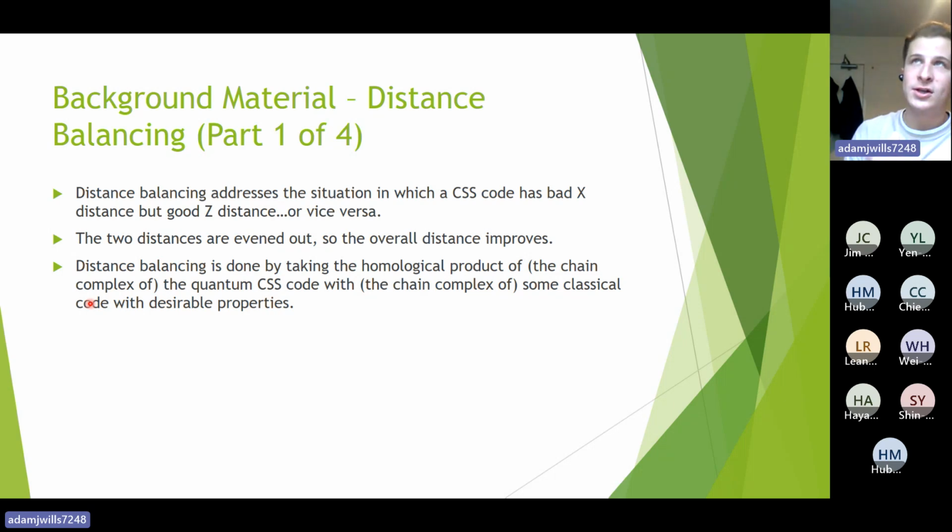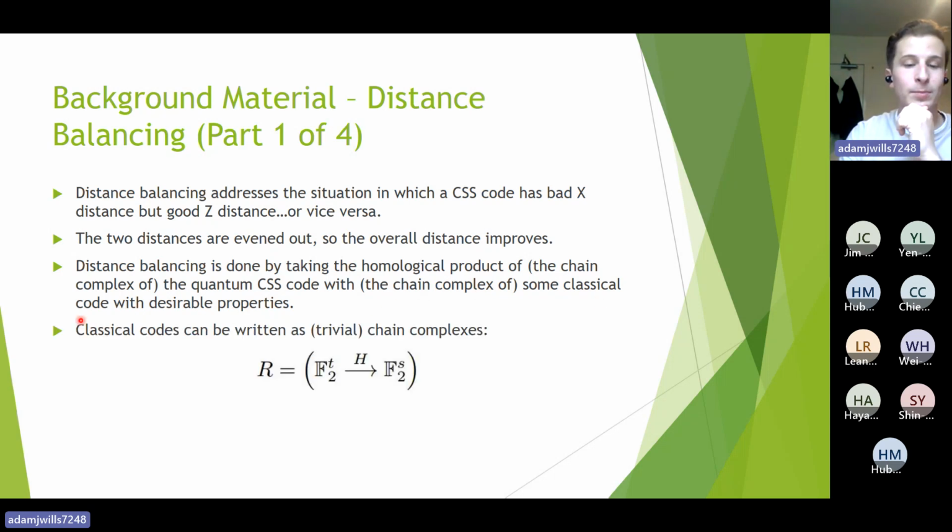So we have the quantum CSS code that we want to distance balance, and then we have the classical code that has some desirable properties that are going to be useful to us. But this immediately might look a little bit confusing because I haven't said what the chain complex of a classical code is, but it's really quite trivial. For any classical code with a parity check matrix H, we can write down a trivial chain complex as just two terms. So this would be a parity check matrix H acting on T physical bits and with S rows, or S checks. And so this is then just a two-term chain complex.